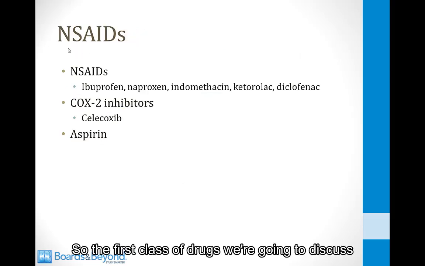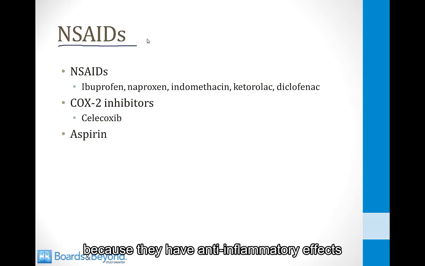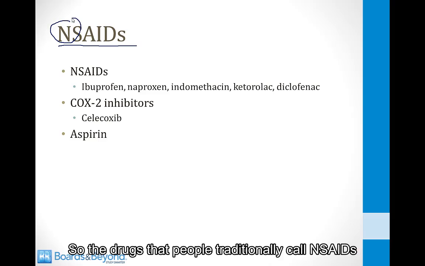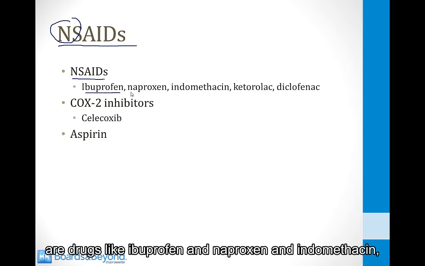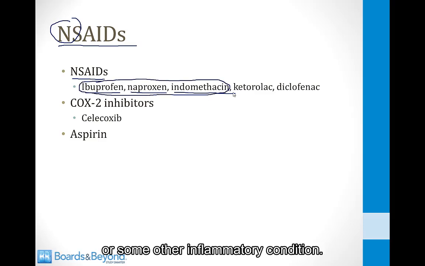So the first class of drugs we're going to discuss are the non-steroidal anti-inflammatory drugs, or NSAIDs, and they get their name because they have anti-inflammatory effects that are similar to steroids like glucocorticoids, but they are non-steroids, hence the name NSAIDs. So the drugs that people traditionally call NSAIDs are drugs like ibuprofen and naproxen and indomethacin, and you may have taken some of these for a headache or some other inflammatory condition.